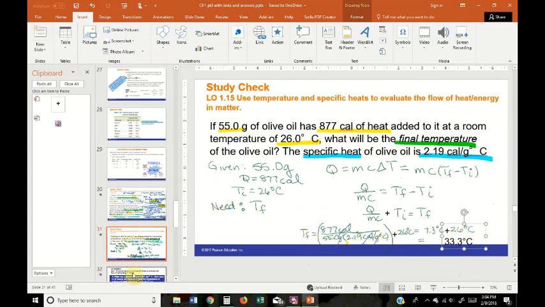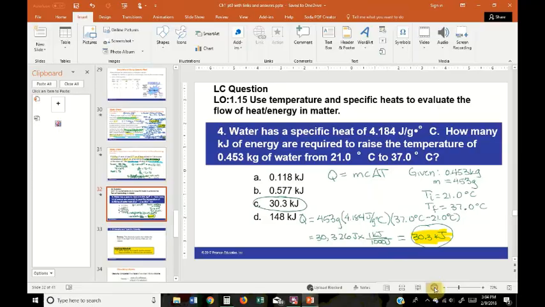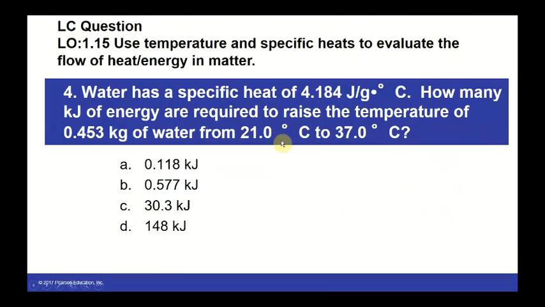All right, let's get back to the presentation. How about you do a problem on your own? Water has a specific heat of 4.184 joules per gram degree Celsius. How many kilojoules of energy are required to raise the temperature of 453 grams of water from 21 to 37 degrees Celsius?